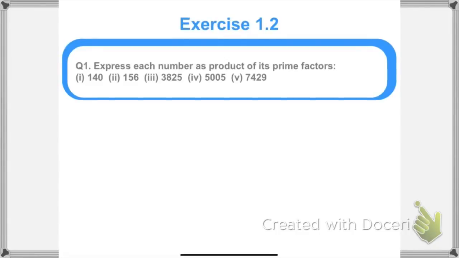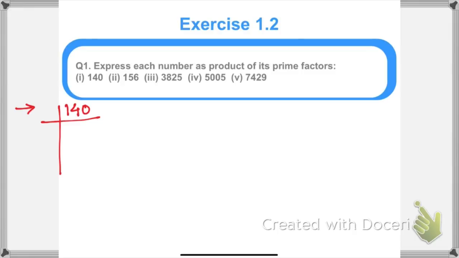Hey guys, in this video lecture we will be solving your mathematics class 10 exercise 1.2. So, express each number as a product of its prime factors, and the first one is 140. Okay, so we will solve it out.